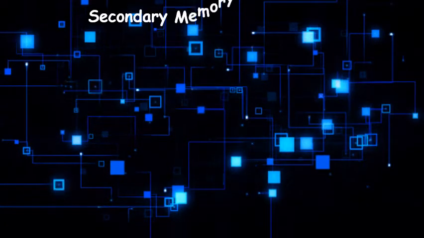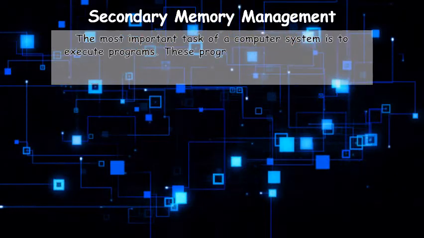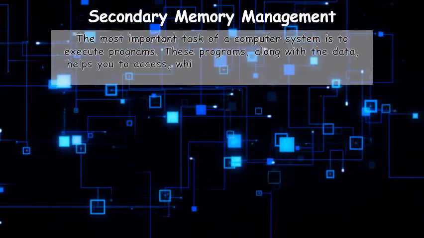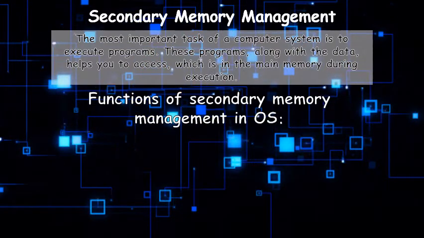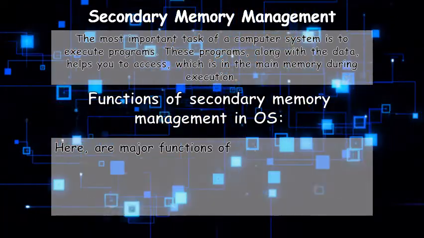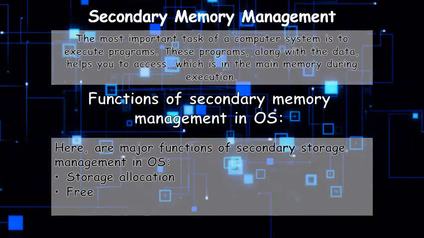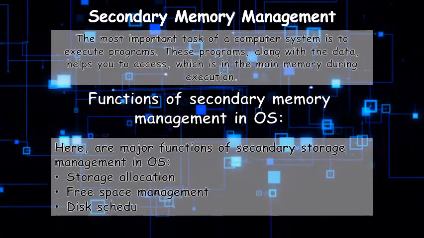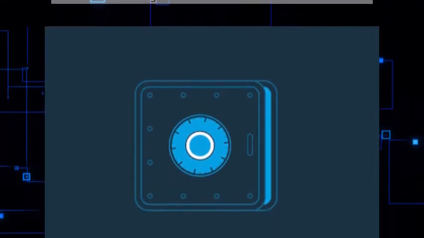Secondary storage management. The most important task of a computer system is to execute programs. These programs, along with the data they access, must be in the main memory during execution. Functions of secondary storage management in OS. Here are the major functions of secondary storage management in OS: storage allocation, free space management, and disk scheduling.